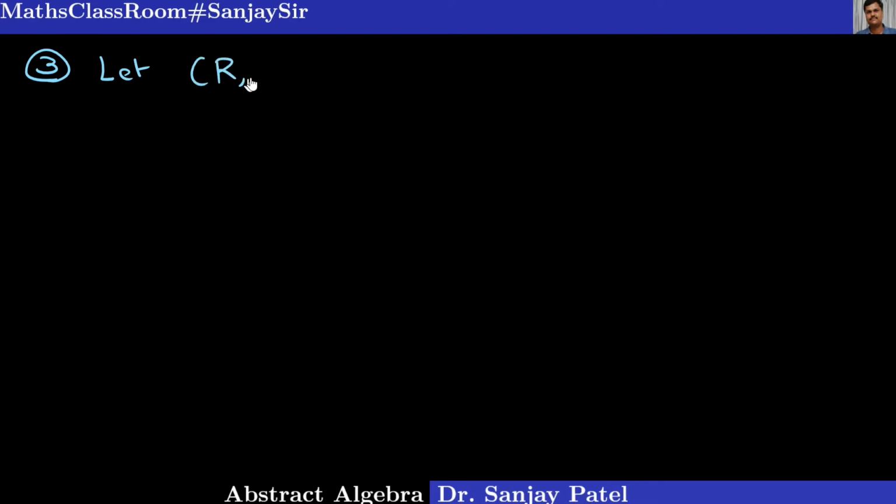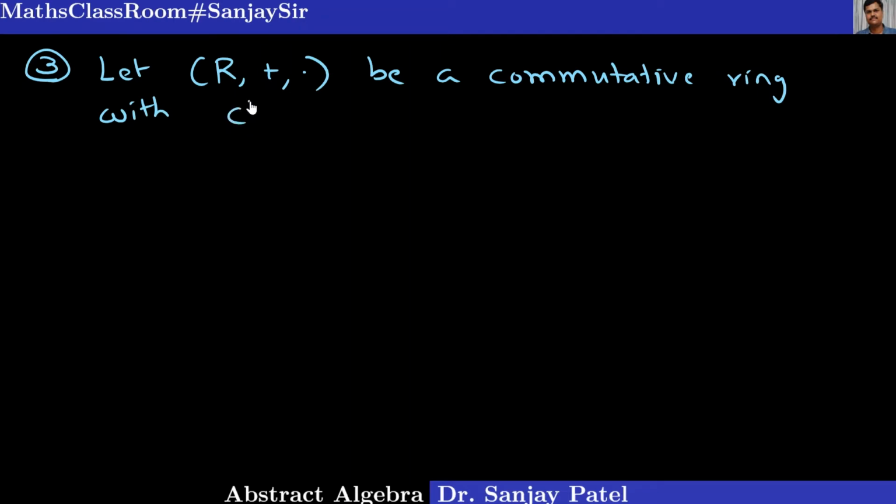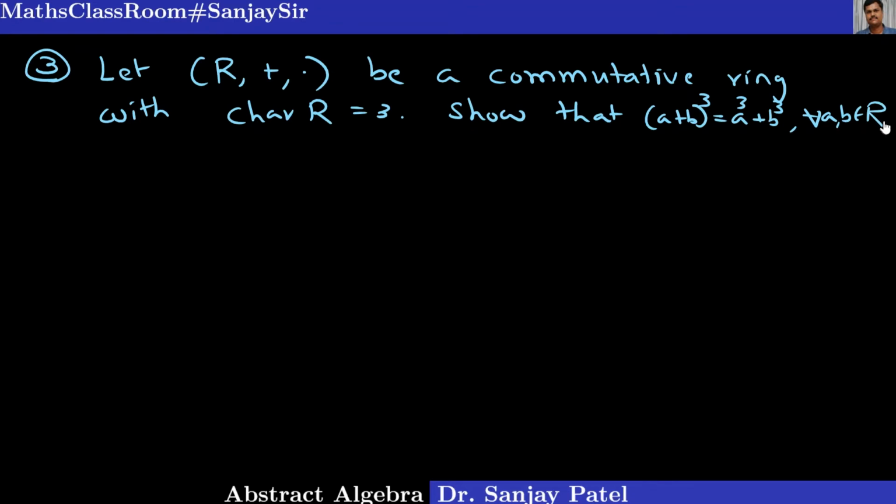Let R plus dot be a commutative ring with characteristic 3, with characteristic of R is equal to 3. Okay, then show that A plus B whole cube is equal to A cube plus B cube for all A and B belongs to the ring R. Okay, so let us understand this.